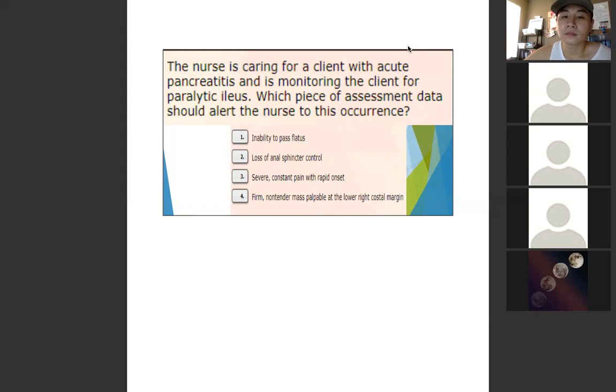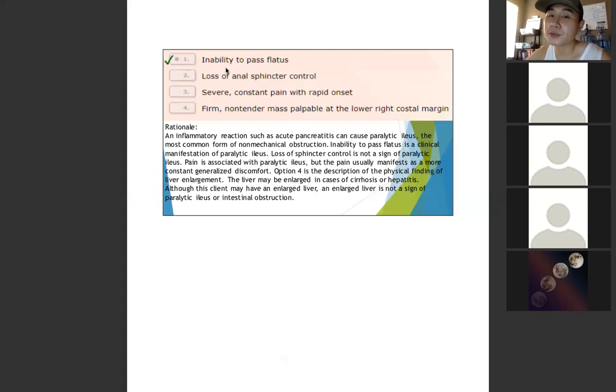Okay, I have one answer for number one. Let me get one more and then I can move on, you guys. All right, I have another D, firm non-tender mass palpable at the lower right costal margin. All right, let's see which one is correct. All right, the correct answer is inability to pass flatus.